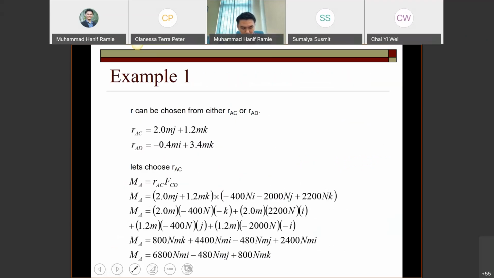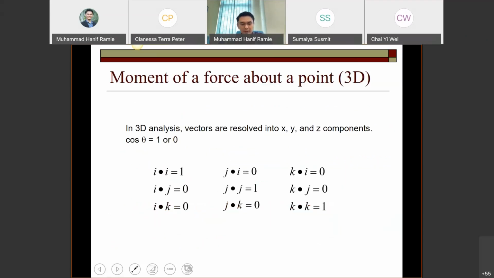But for the dot product, we use cosine theta. If you look at this identity, we can know that I dot I must be equal to 1, where the angle between P and Q must be the same, or 180 degrees.